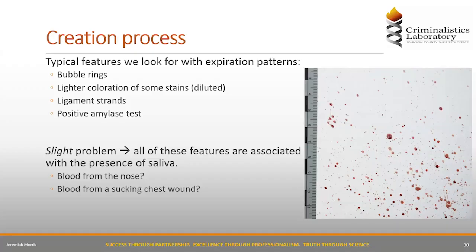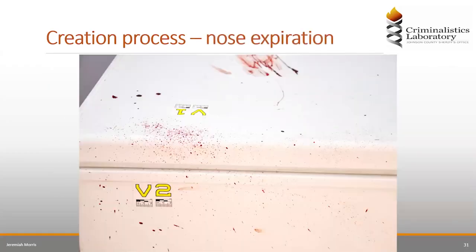What about blood from a sucking chest wound? I've had two of those cases now where I've had sucking chest wounds and the blood stains that come from that. So here's a specific case. This isn't blood that's coming from a sucking chest wound, but this is blood that's coming from a broken nose. And if we were to look at this and we're trying to see, okay, do I see features that help me determine if this is an expiration pattern?